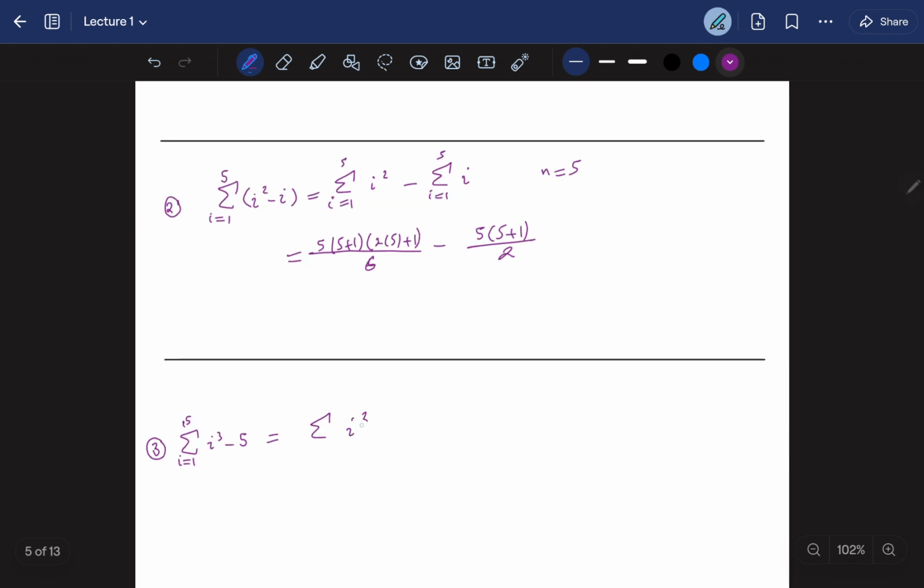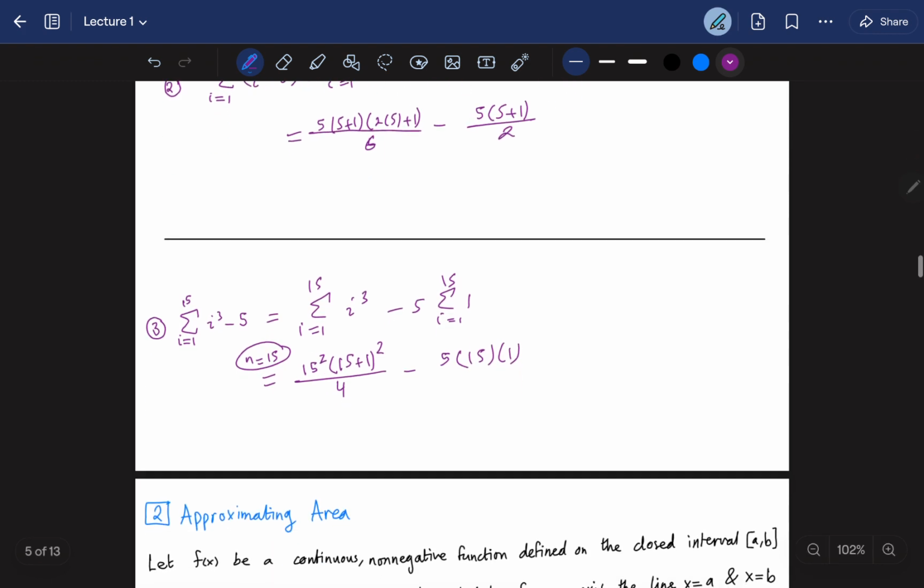Similarly here, I can just distribute the sum, take the constant out, and using the third rule for I cubed with N equals 15, this is just 15 squared, 15 plus 1 all squared, divided by 4 minus 5 times 15 times 1 using the properties, and you can calculate it easily.